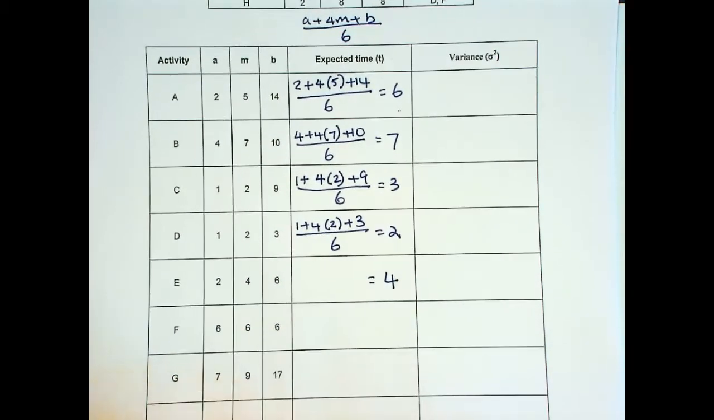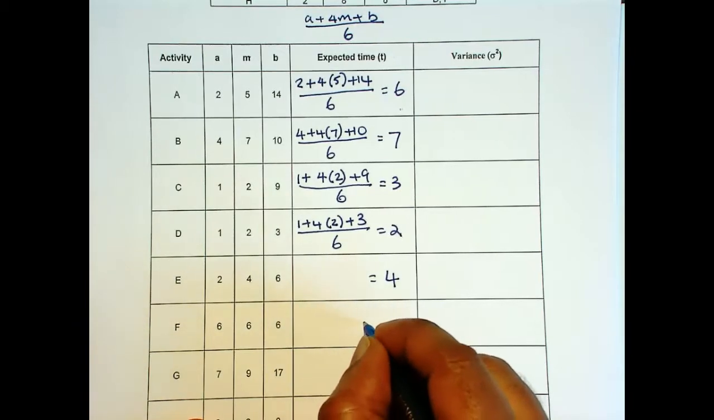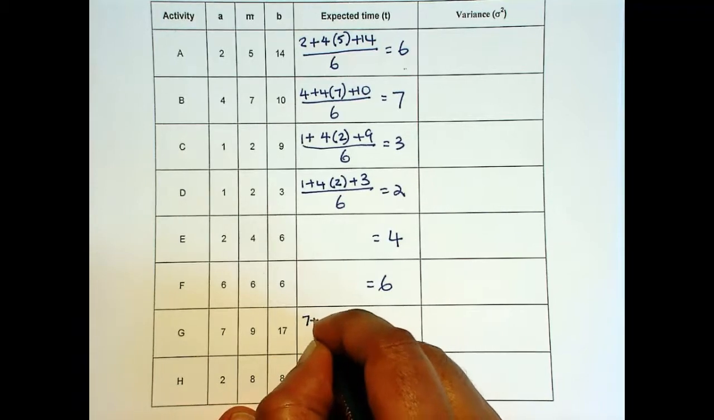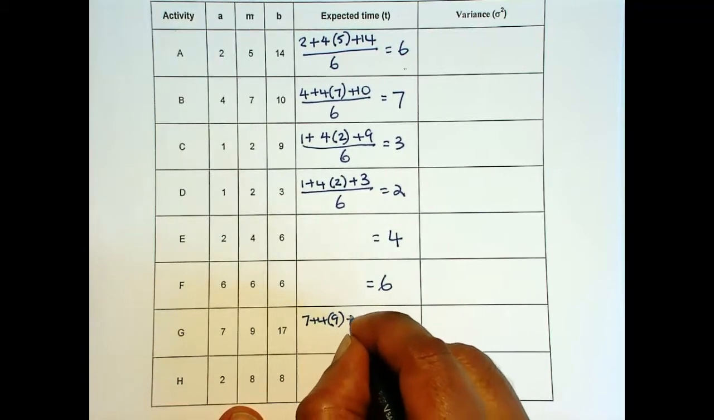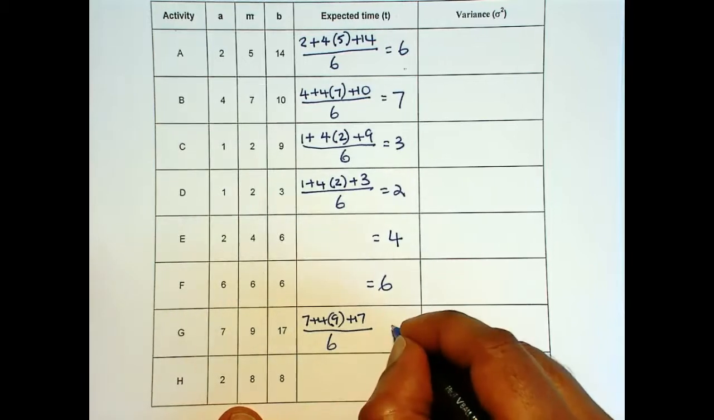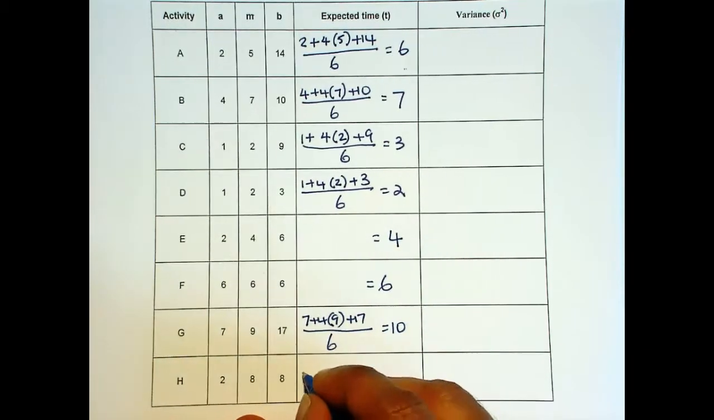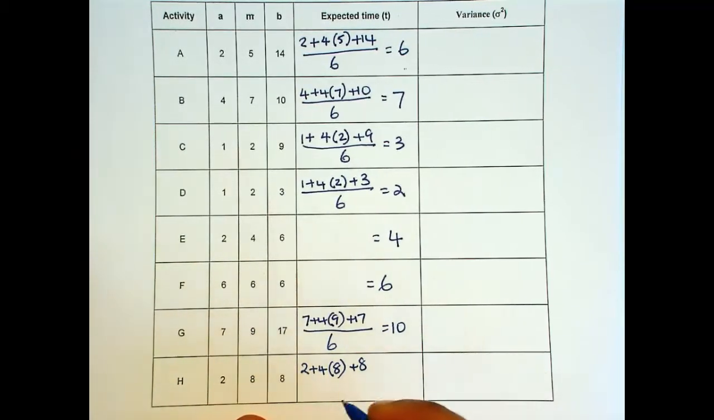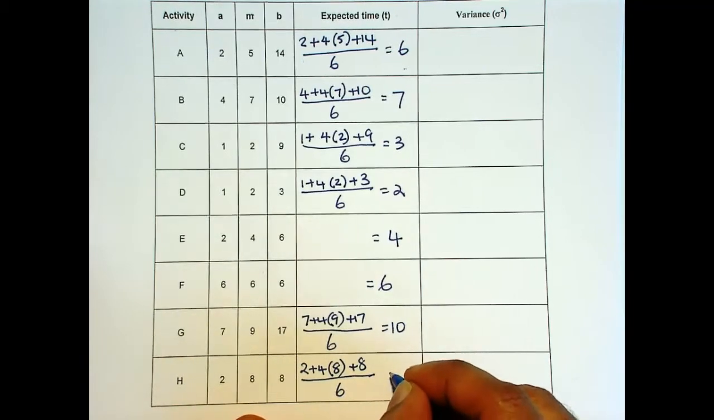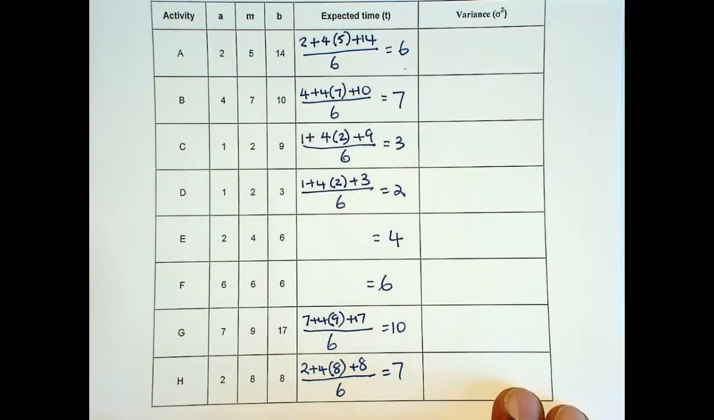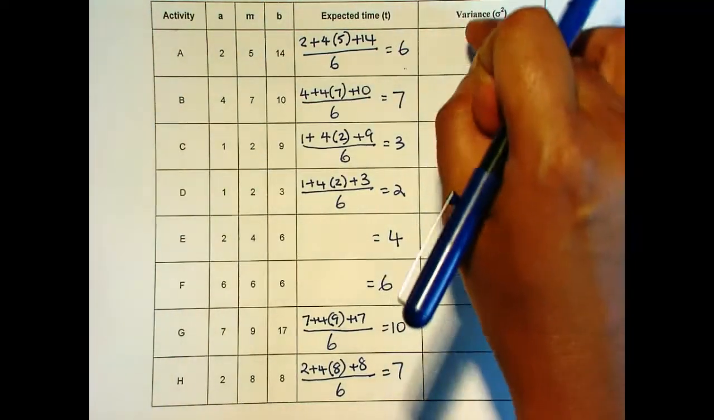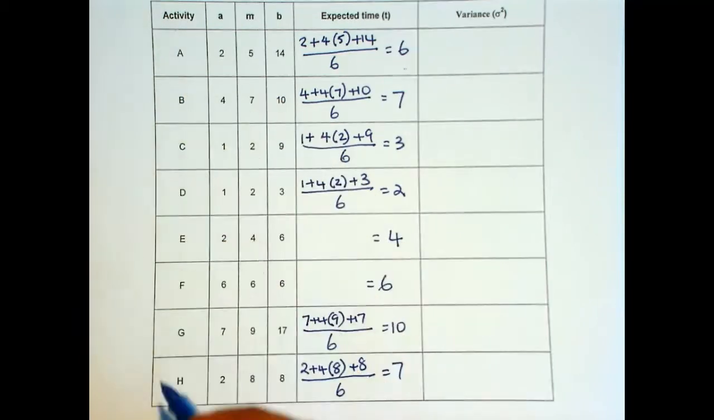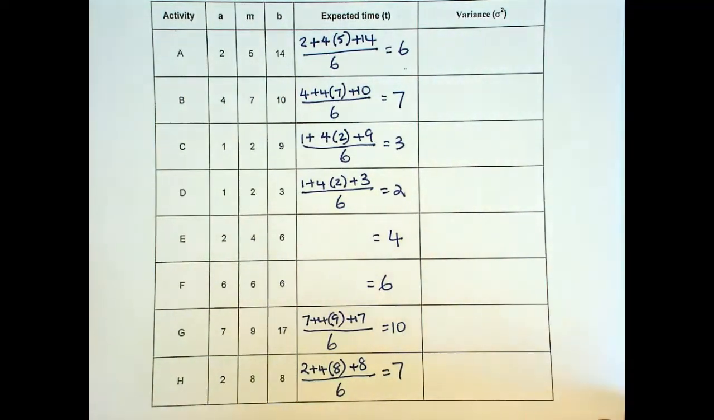And here there is no variability, so this is 6. So now (7 plus 4 times 9 plus 17) over 6 is 10. Then (2 plus 4 times 8 plus 8) divided by 6 is 7. Now I'm not going to calculate the variances right now. We'll first figure out what the critical path is, and we need the variance only for the critical path activities. So let's go to the next page.